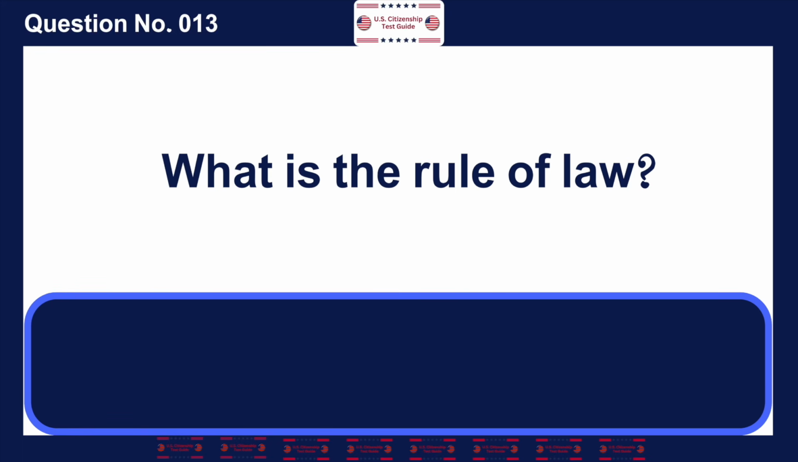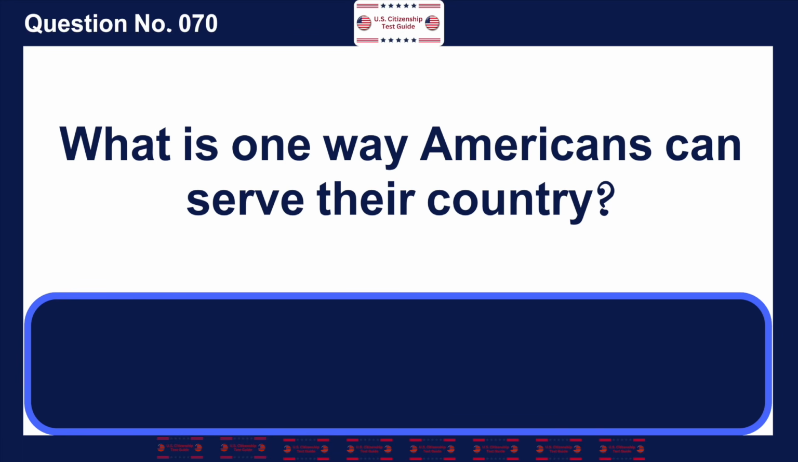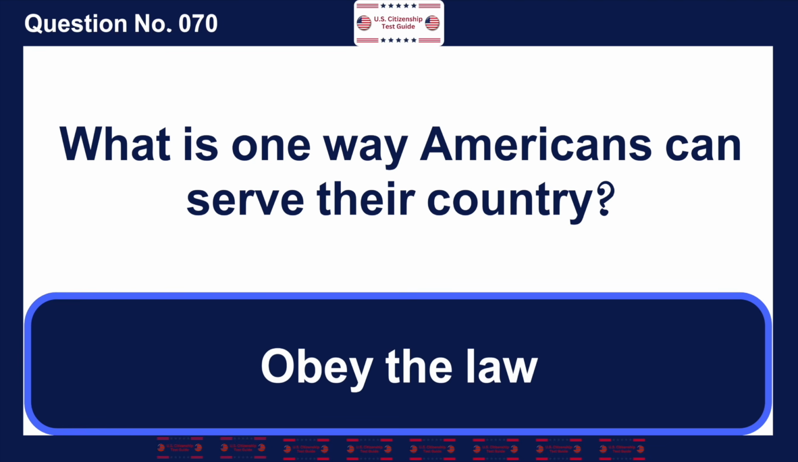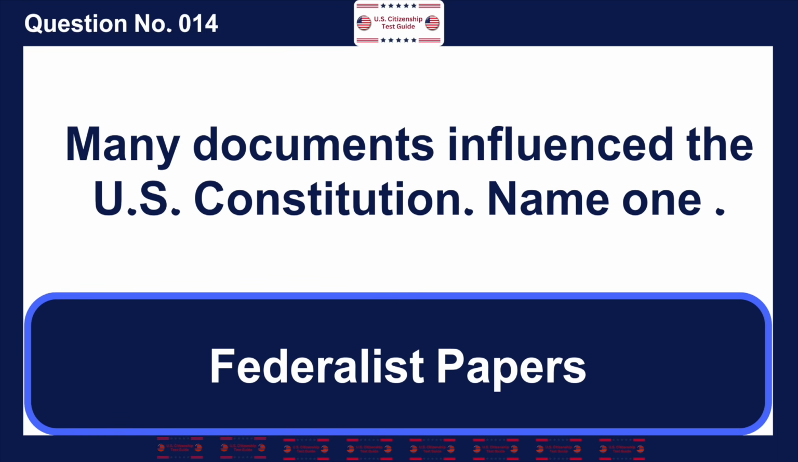What is the rule of law? Everyone must follow the law. What is one way Americans can serve their country? Obey the law. Many documents influence the U.S. Constitution. Name one. Federalist Papers.